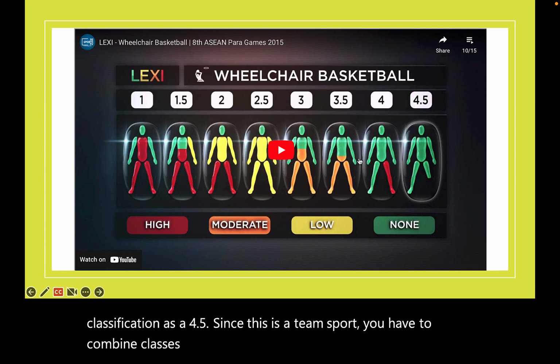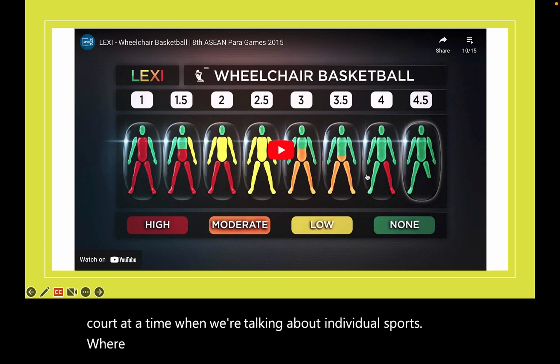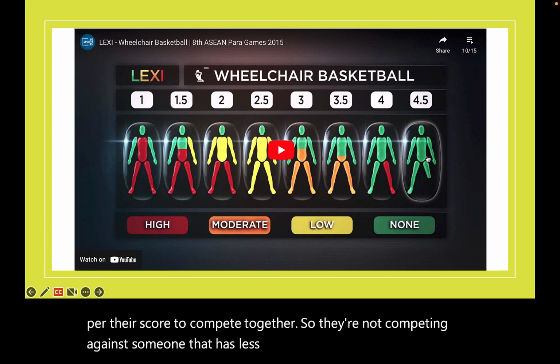You can't put all of your highest levels out on the court at a time. When we're talking about individual sports where it's not team, then we would cluster a group of classifications per their score to compete together. So they're not competing against someone that has less of an impact of their disability.